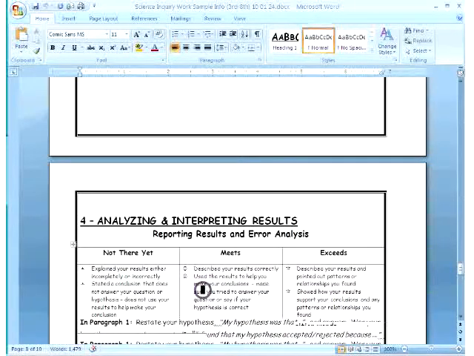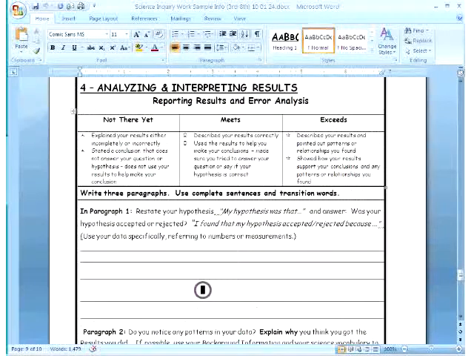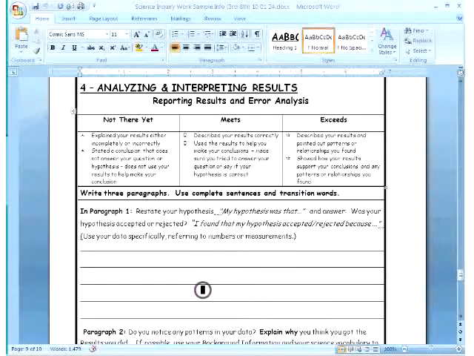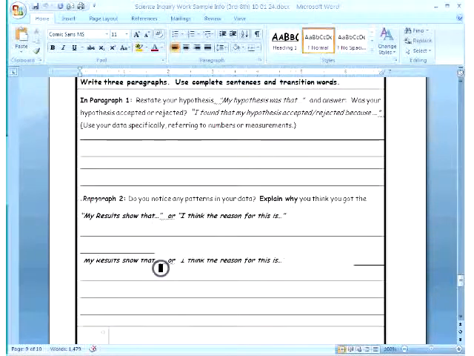All right, next part is analyzing and interpreting the results. This is where you go through and you restate. You basically say what the results are from your experiment. So in paragraph 1, you restate your hypothesis. So you say what you thought your hypothesis was, whether or not it was correct. Number 2 is where you notice any patterns in your data. So you say what the results were, and also why you think you got the results that you did.